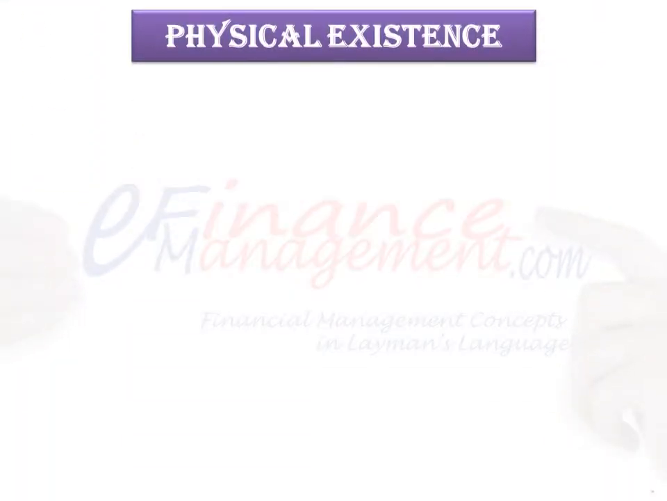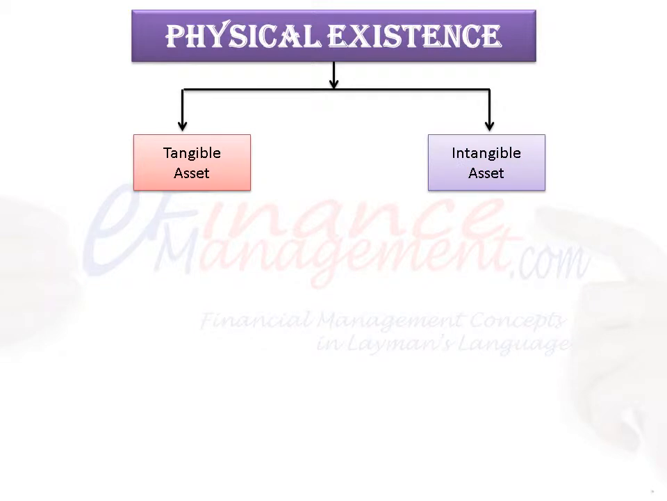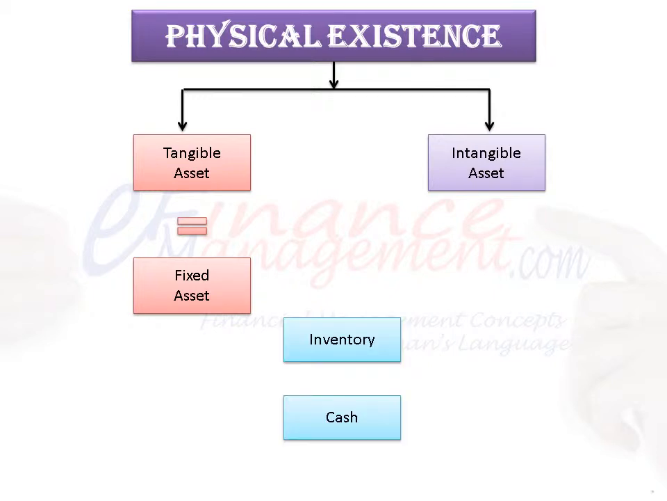Another classification of assets is based on their physical existence. According to this classification, an asset is either a tangible asset or an intangible asset. Tangible assets are those assets which we can touch, see, and feel. All fixed assets are tangible. Moreover, some current assets like inventory and cash fall under the category of tangible assets too.